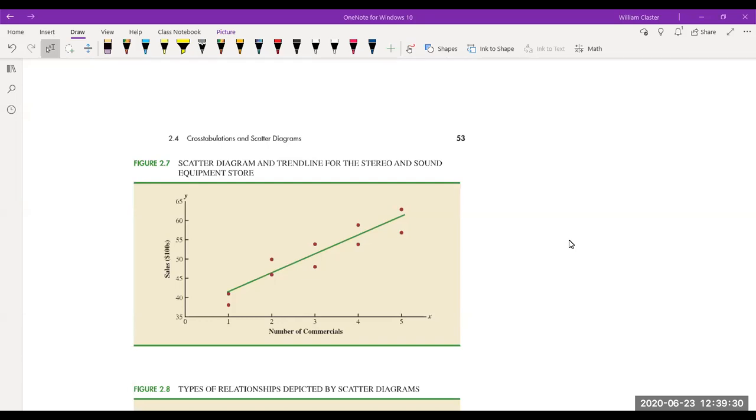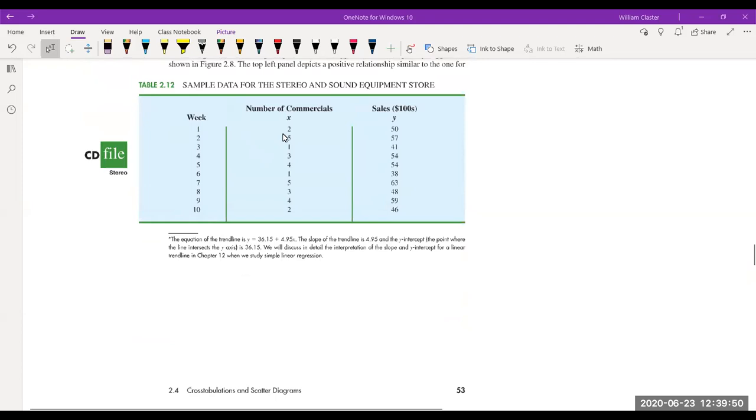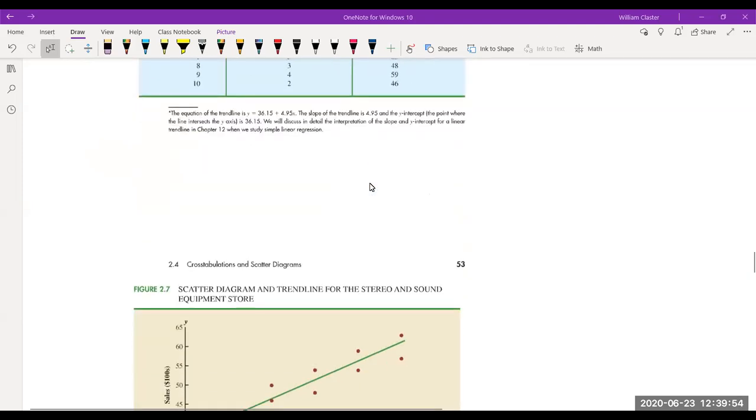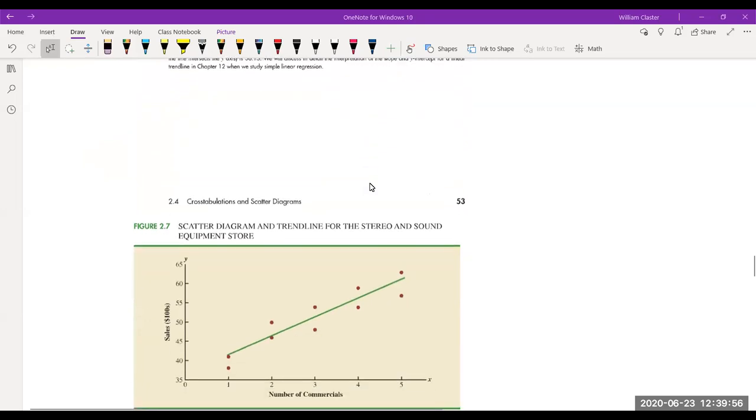How many dots are there here? How many dots are there? 10. Okay. So what does each dot stand for? Each week. Yeah, each dot is a week, right? Week 1, week 2, week 3, right? Does everyone understand? Yeah.